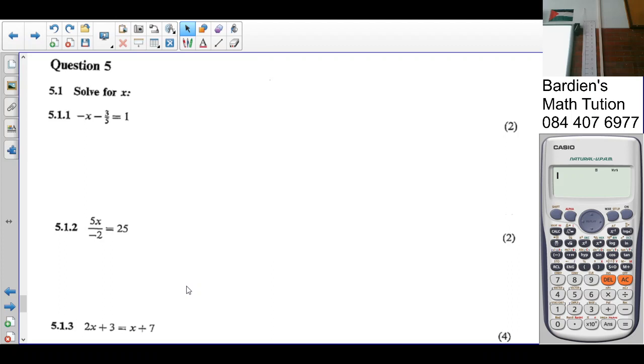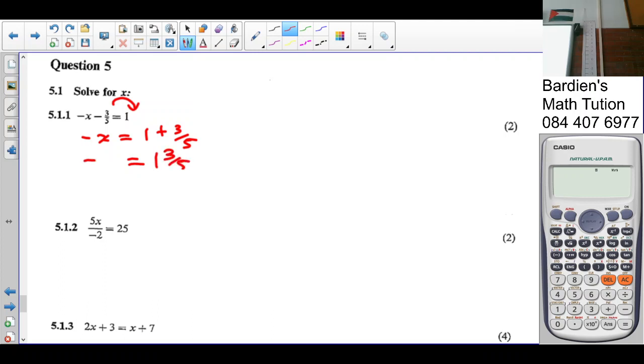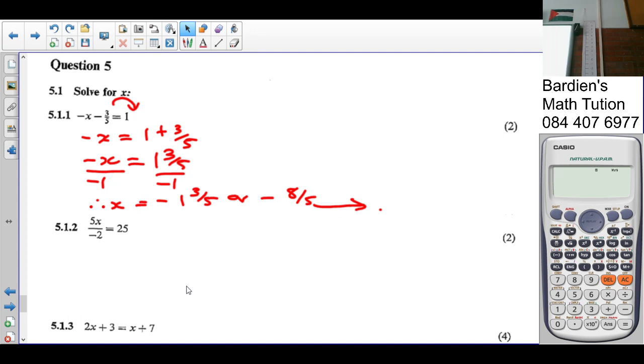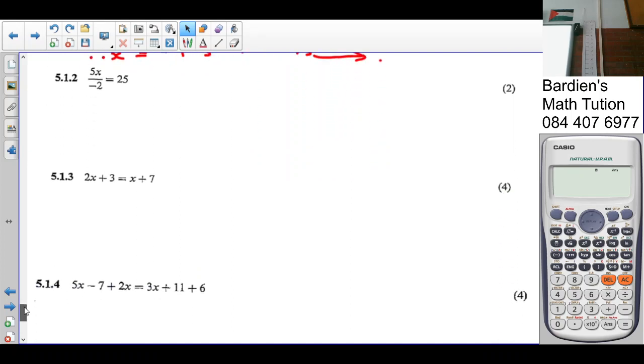So what do I do first here? Numbers on one side, x's on the other side, or variables. So here we go. Negative x equal to 1 plus 3 over 5. What is 1 plus 3 over 5? 1 and 3 over 5, yes. Now what? Divide by negative. You always want positive x on its own. Therefore x equal to negative 1 and 3 over 5, or negative 8 over 5. Both is acceptable. You all agree with that? Any confusion? Let's carry on.